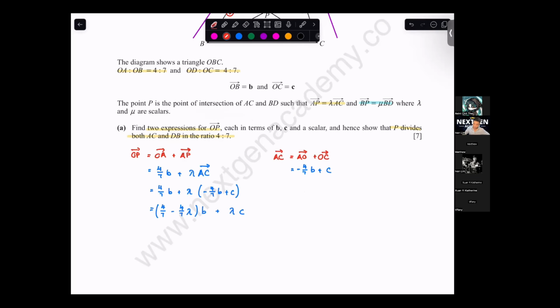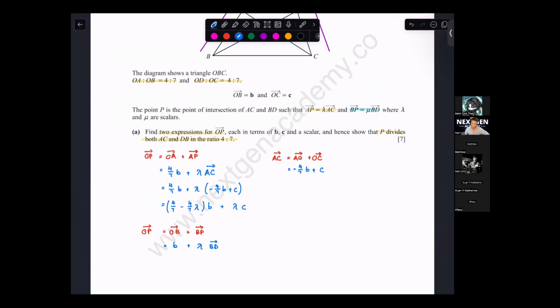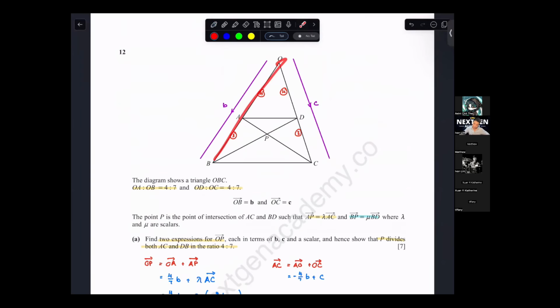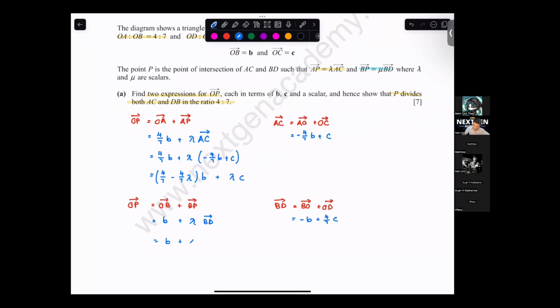Okay, second one, the other OP value, because we want to include BP inside. So I'll use OB plus BP, okay, which you will get B plus lambda BD. Okay, BD, once again, we have to look back into the diagram. How to find BD? BO plus OD. So I will find this first. BD is equal to BO plus OD. BO is negative B, OD is 4 over 7 C. We substitute into here. B plus lambda negative B plus 4 over 7 C.